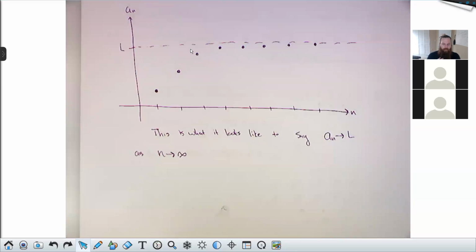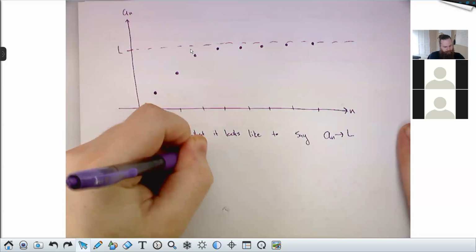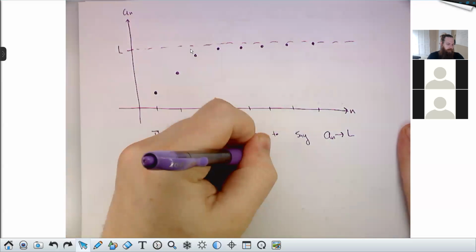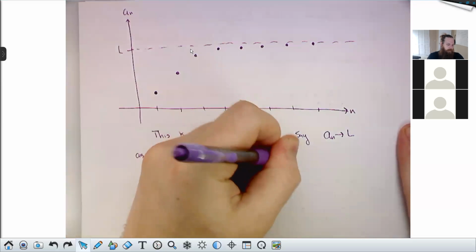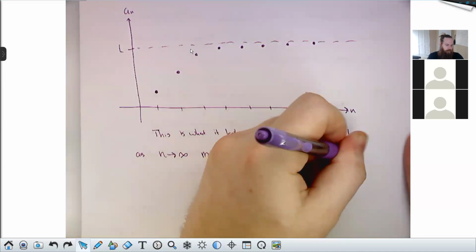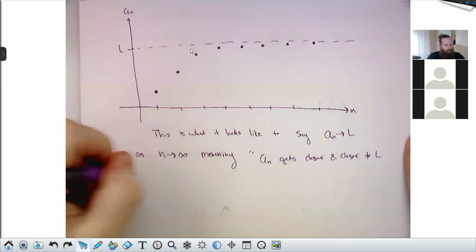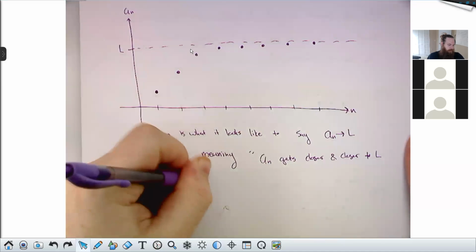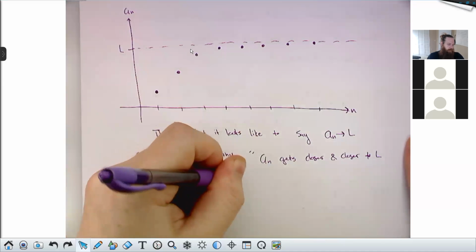It's a concept that's going to be very important in Calc 2, but you won't address much between now and then. So we don't go any deeper in pre-calculus than this, but it just means, and I'll put this in quotes, a_n gets closer and closer to L as n gets bigger and bigger.